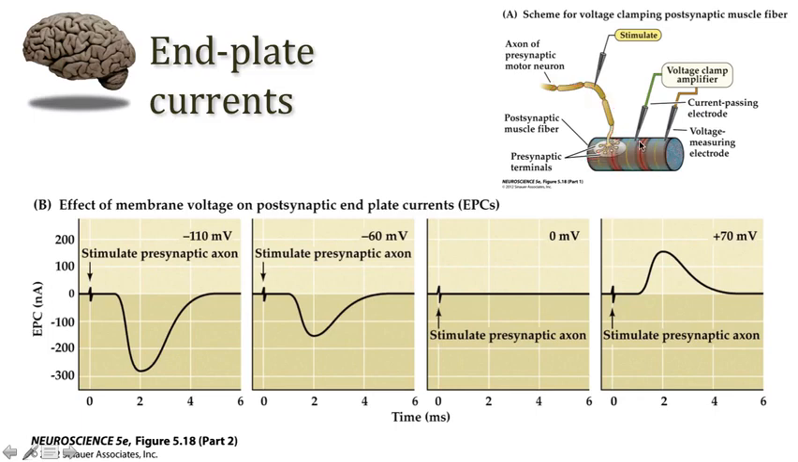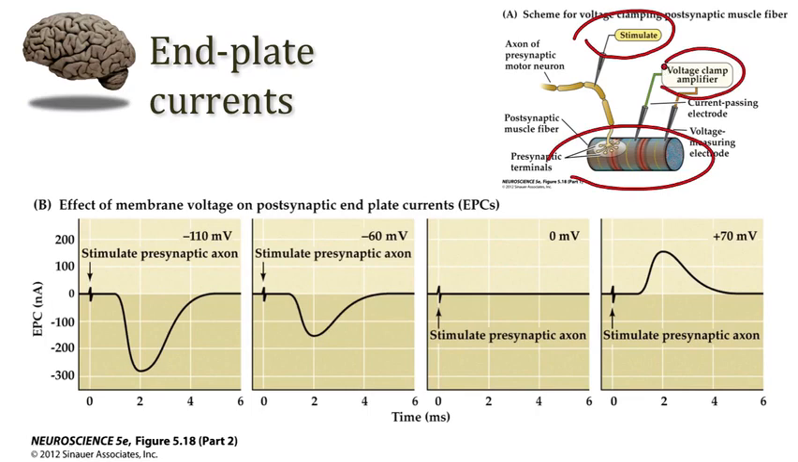And we can experiment upon this preparation. Now, I'd like to take you through some data that are derived from such experiments. So notice that we can stimulate the axon with a microelectrode. We can voltage clamp the muscle fiber with a voltage clamp amplifier. So we can measure the membrane potential, we can pass current to establish whatever membrane potential is of interest to the experimenter. And so what we're looking at here is a recording of end plate current.